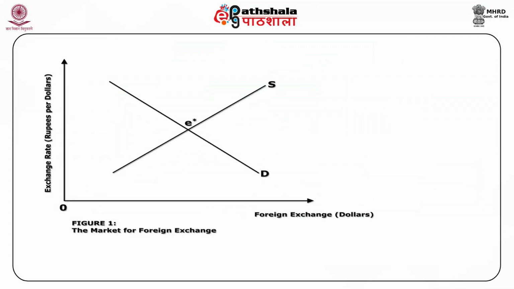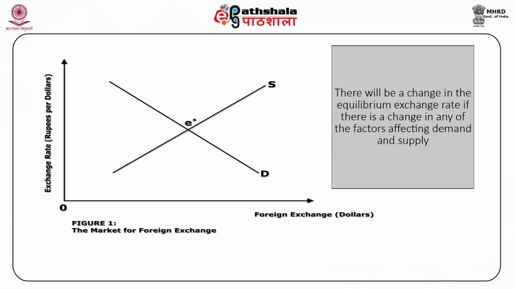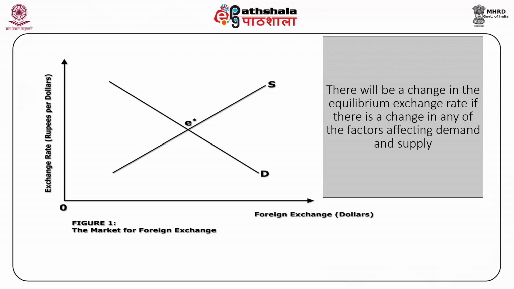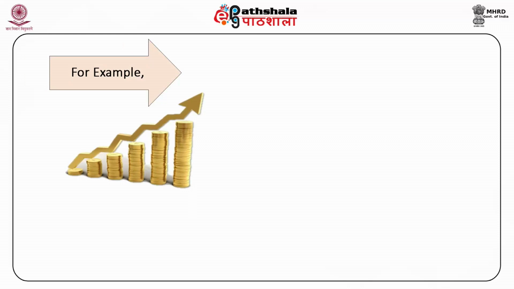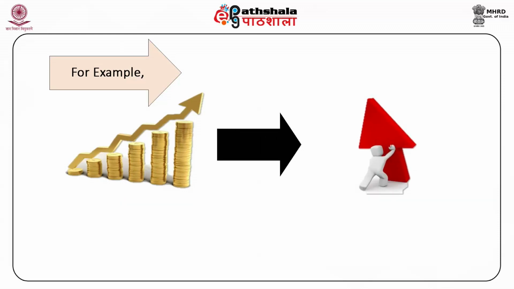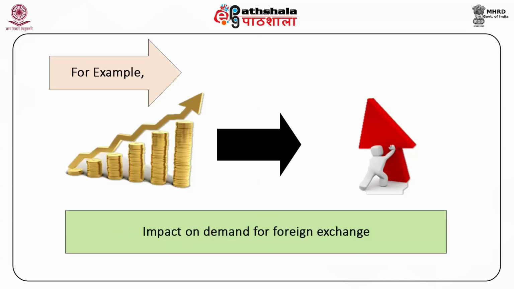The figure shows how the equilibrium between demand and supply of foreign exchange determines the exchange rate in a system of flexible exchange rate. The equilibrium value is E star. The exchange rate remains at this level until there is some change in either demand or supply. But there will be a change in the equilibrium exchange rate if there is a change in any of the factors affecting demand and supply. For example, consider an increase in disposable income of Indians. This increases the demand for all products, domestic or foreign, and hence has an impact on demand for foreign exchange. Let us understand this case more clearly with the help of a diagram.